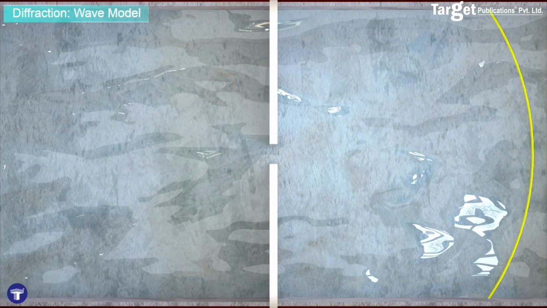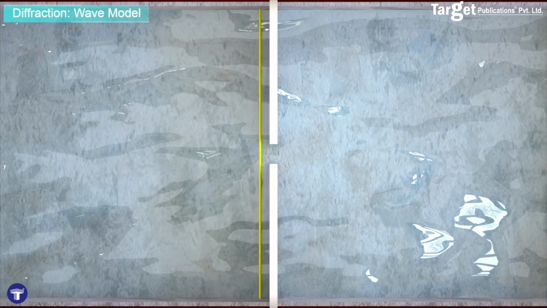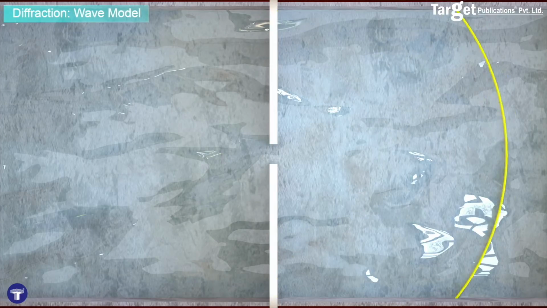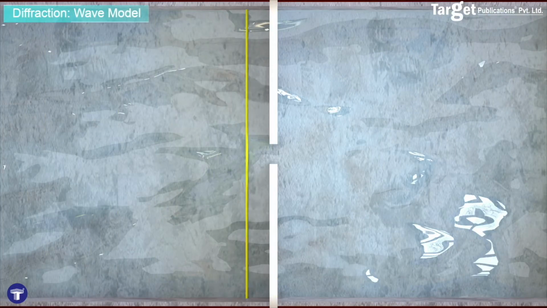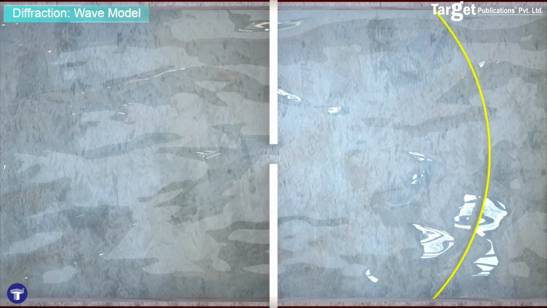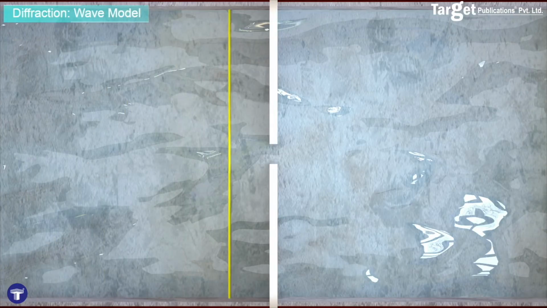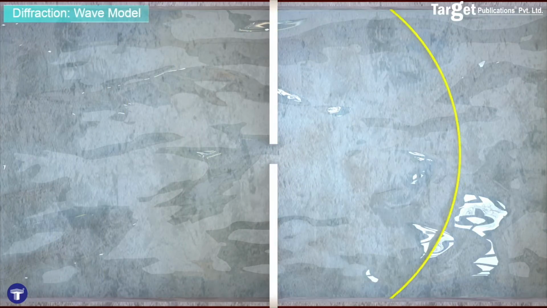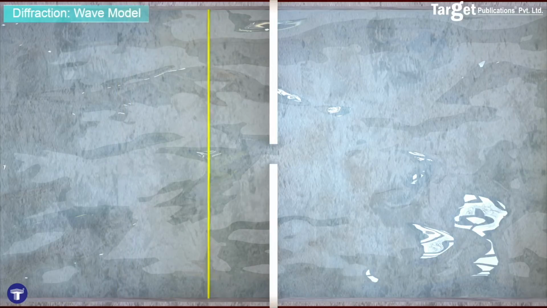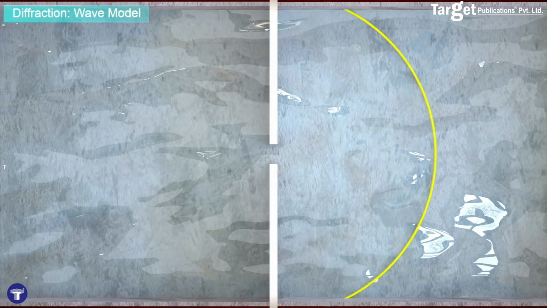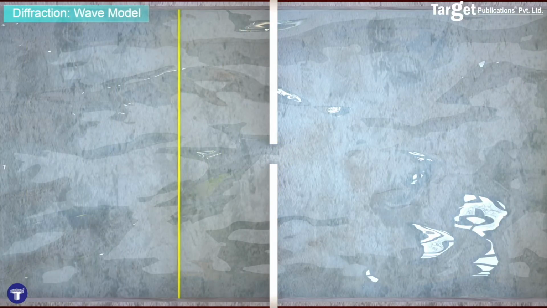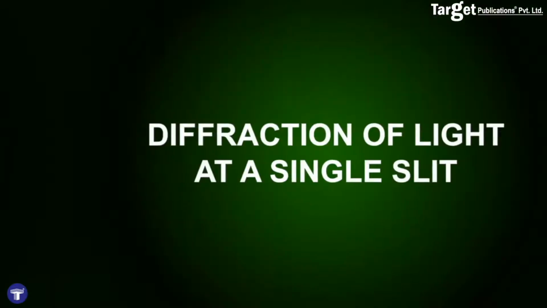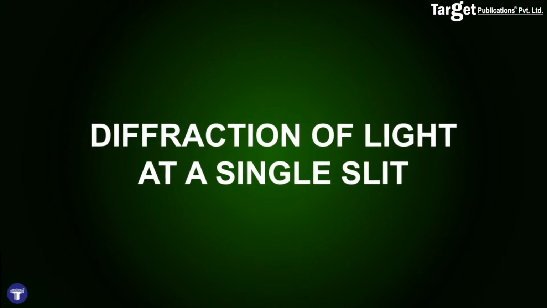Hence, it is observed that diffraction becomes more prominent when the dimensions of the aperture or the obstacle are comparable to the wavelength of light. Diffraction is then obviously most prominent when the slit width is the smallest. In principle, the phenomenon of diffraction is common to all types of waves.